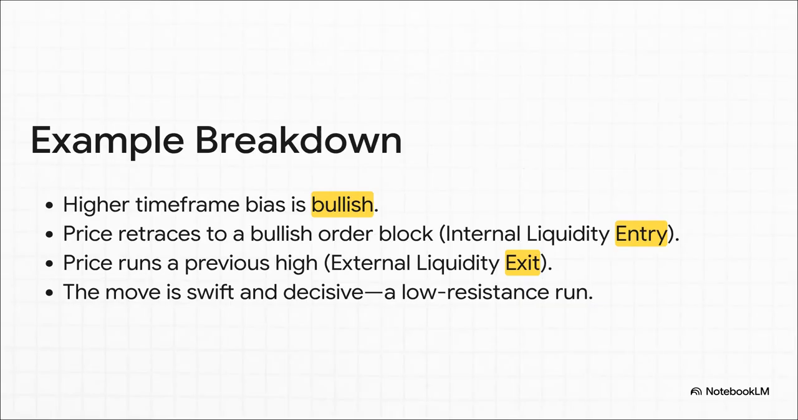And would you look at that? A textbook setup. First, price pushes up hard. Then we get the pullback. And where does it pull back to? Right into this beautiful bullish order block. That's our internal liquidity, and that's our entry signal. Our target? Easy. The external liquidity sitting right above that short-term high. Price taps our entry, and then, whoosh, it takes off. Swift, clean, decisive. That, my friends, is a low-resistance run in action.